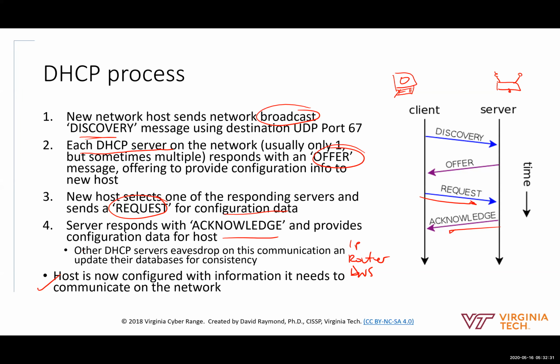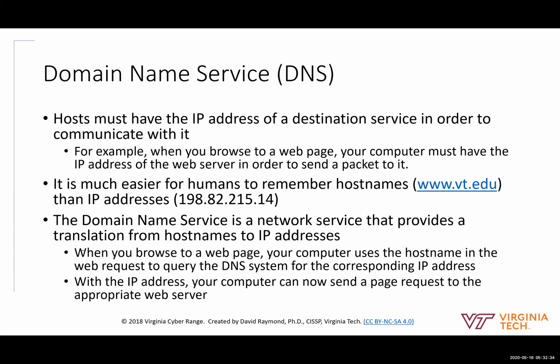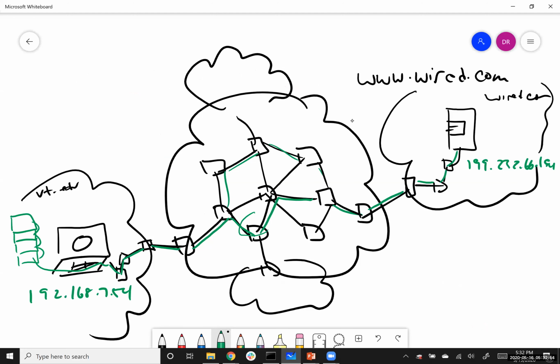That's DHCP. The next service that's very important to your computer's functioning on the network is the Domain Name Service, or DNS. And remember, if your device is going to connect to a service on the internet, it has to have the IP address of that destination service. So if I go back to my picture, when I was going to request a web page from wired.com, I had to have the IP address of the wired.com web server. Now, when I looked this up on my laptop, I used a command line utility to do an administrative lookup of that, but that's not what your web browser does.